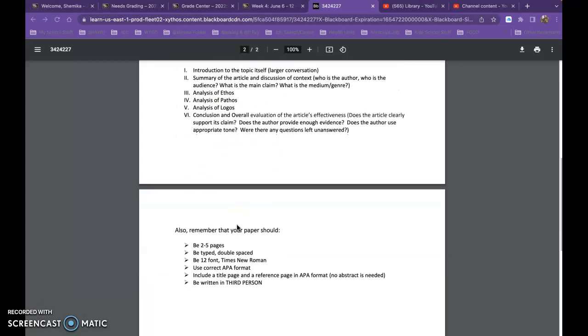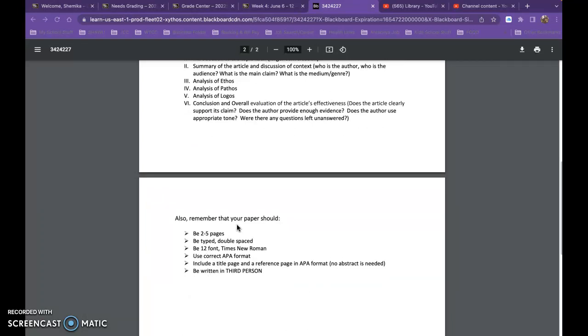When you get done with this paper, you should have between 2 and 5 pages. It should be typed, double spaced, 12 point font, Times New Roman. Now, I know that with the new APA 7th format that's out, they have a lot of new different types of font that are allowed. But unfortunately, with everything in this course, for me, you have to have Times New Roman font. So please keep that in mind.